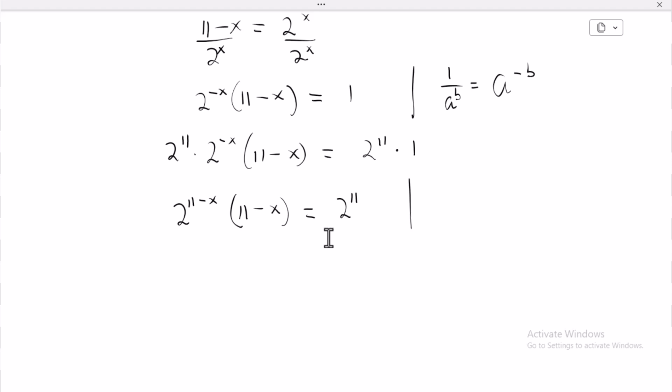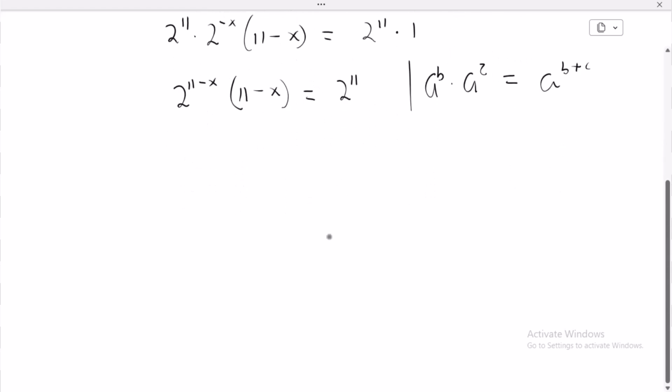Now, over here, another identity we use is that when you have a to the power b multiplying a to the power c, this is equal to a to the power b plus c. When the bases are the same and you're multiplying, you just add the exponents. That's exactly what we've done over there. Now, if we continue, we can have this as 11 minus x multiplying 2 to the power 11 minus x to be equal to 2 to the power 11.